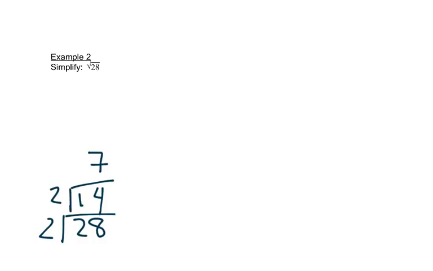So let's look at this one. Let's look at this 28. And let's break it down into prime factors. It's even, so we can divide by 2 and we get 14. 14's even, so we can divide by 2 and we get 7. So this is really the square root of 2 times 2 times 7.